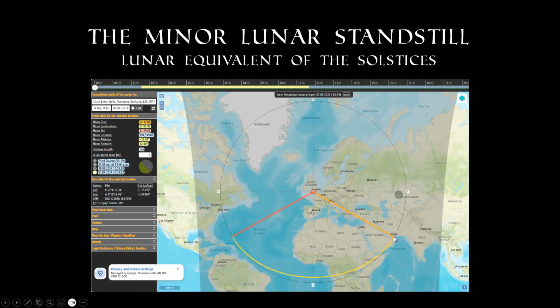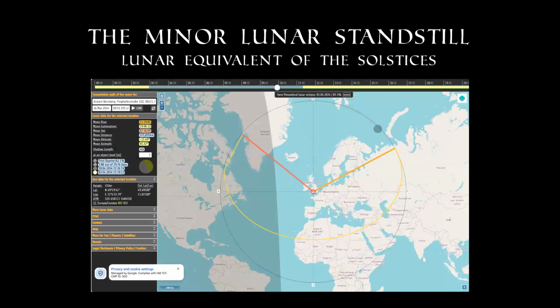And this will be the most southerly rising point. So it's not as far south as what we're having at the moment. And this will be the most northerly rising point here. So this is the minor lunar standstill. And you have this fluctuation between the minor and the major. Like I say, every 9 years you'll go from one to the other.